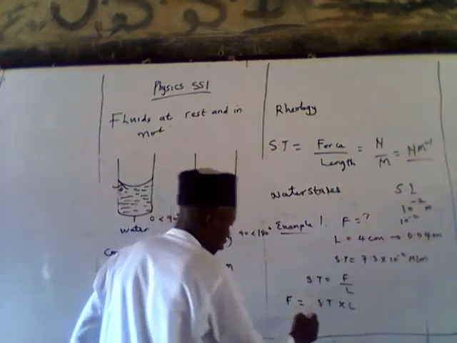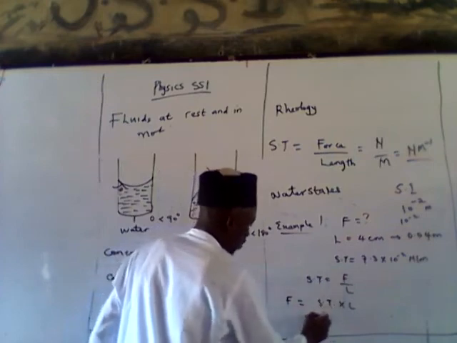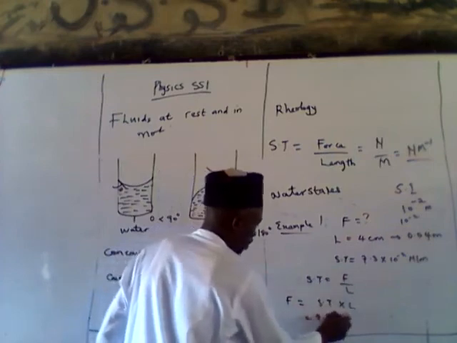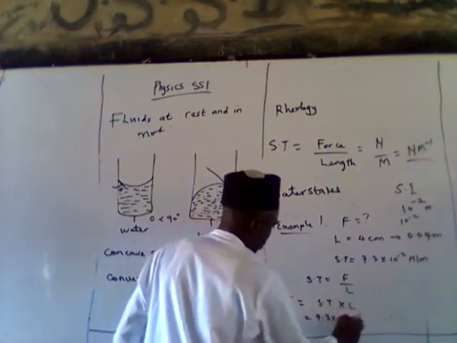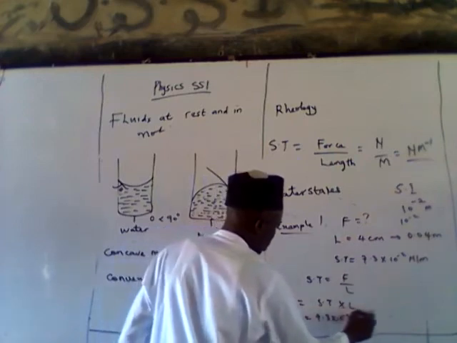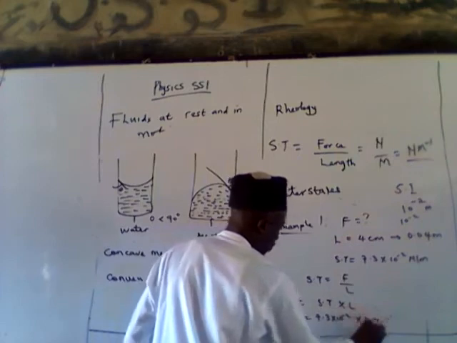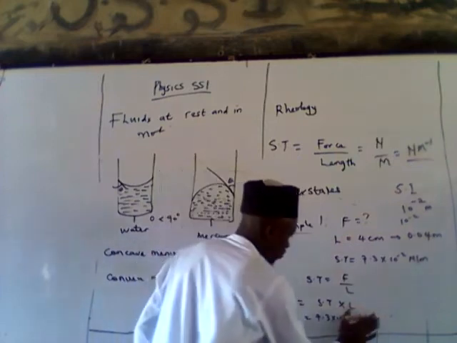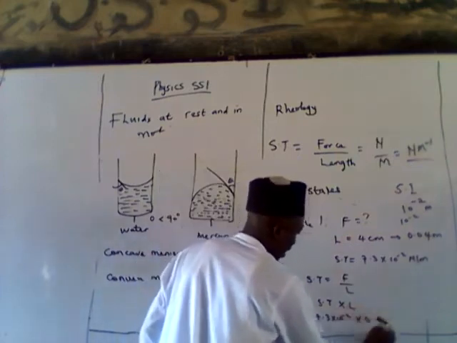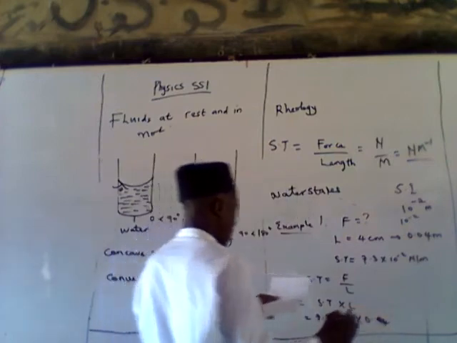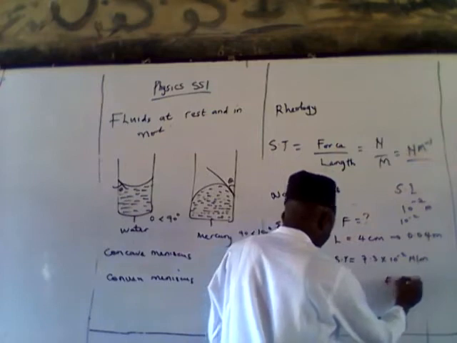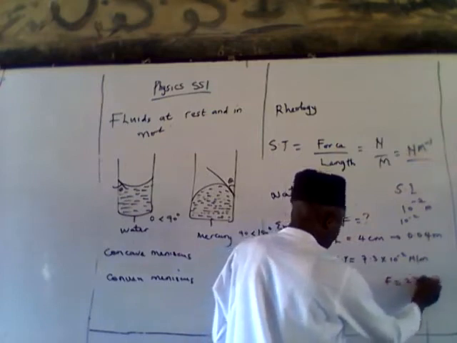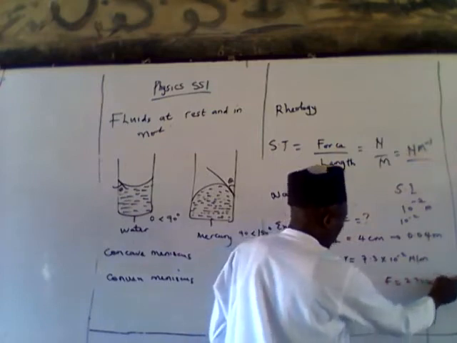So by substituting our values, we have 7.3 × 10^-2 Newton per meter, multiplied by the length, 0.04 meter. From my calculation, the final answer I got is that the force equals 2.92 × 10^-3 Newton.